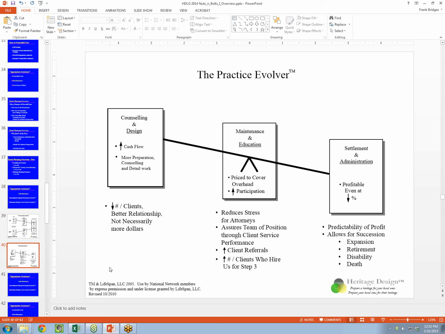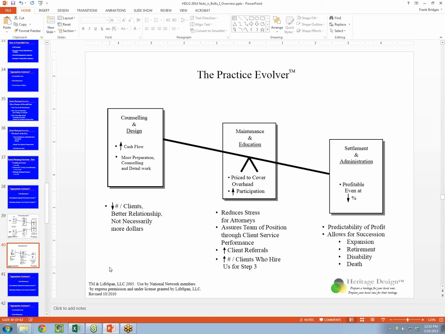So the result of that is we typically have a better relationship. We have a longer term relationship, and it's not necessarily that we're earning more dollars. So that's our approach to what we should be doing. We're not a high volume practice. What we want to do is help our clients have a better relationship over the long term. The maintenance and education program actually helps us.